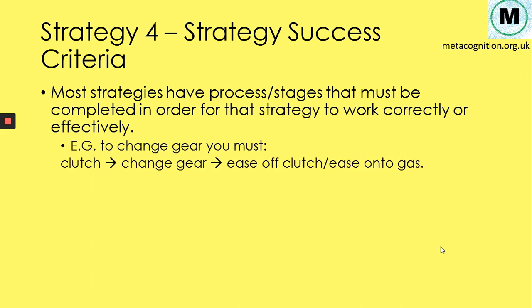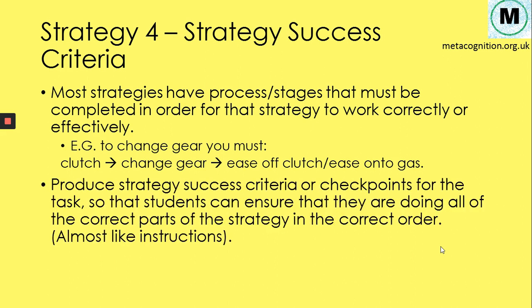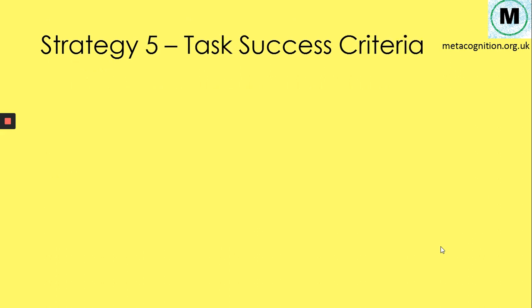So, example here, to change gear you must clutch, change gear, ease off clutch, ease onto gas. So by doing this, students are making sure that they're not missing out any parts of the strategy process, or they're not getting them mixed up and putting them into the wrong order. Obviously, this doesn't guarantee success, but it will aid success if students are A, doing everything they're supposed to, and B, doing it in the right order. In effect, it's a little bit like writing out instructions. Do this, do this, do this. So it is very structured and very scripted.